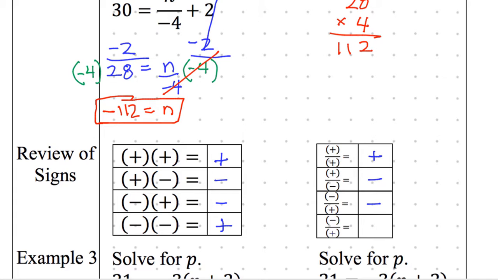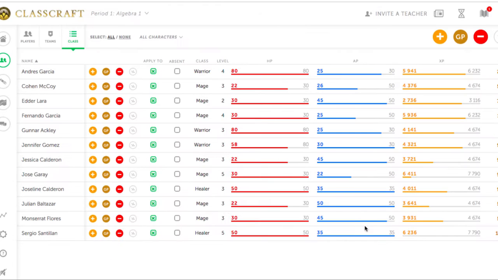And finally, a negative divided by a negative. Oh, look, they look like they're the same across and across. Who wants to do this one? Someone new? Can someone new go? Josie, go for it. Positive, yes. Thank you, Josie.